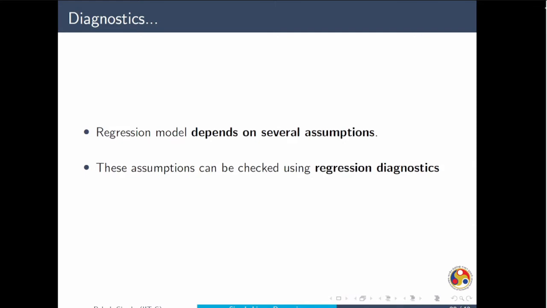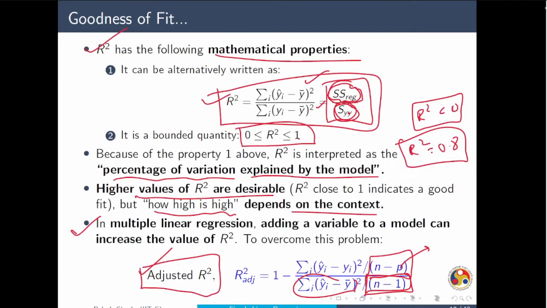I will take one quick question if anyone has any question. Sir, what is the degrees of freedom, the term which you used just now? Okay, degrees of freedom.